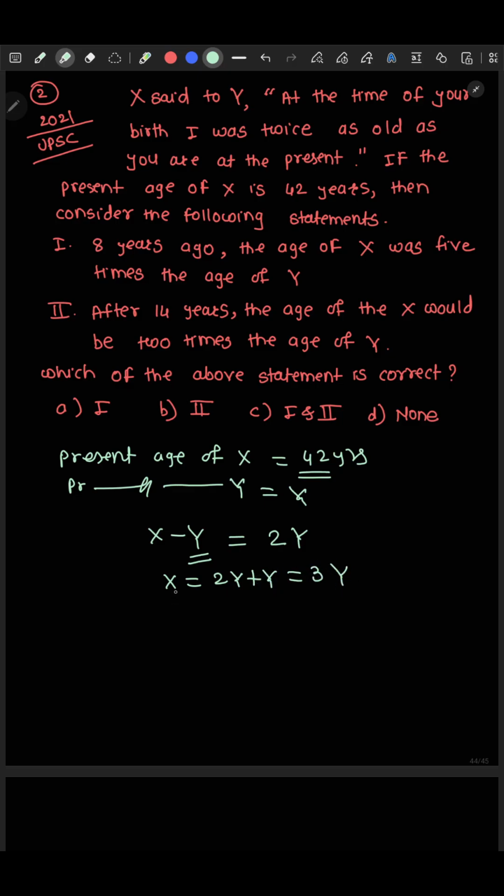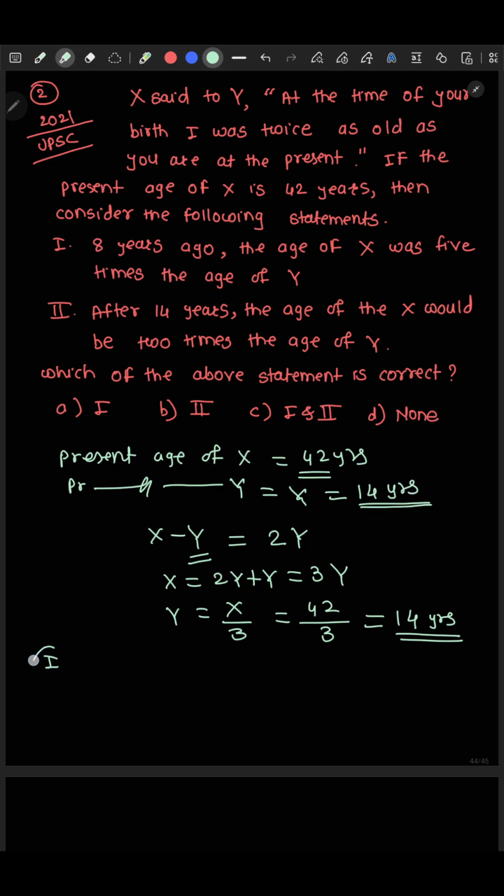Hence, now if I put the value of Y, that will be X by 3. Now what is the present age of X? It is 42 divided by 3. Then Y's present age is equal to 14 years. Right? So we know the present age of X, and now the present age of Y also we have calculated. Now we have to validate the statements.